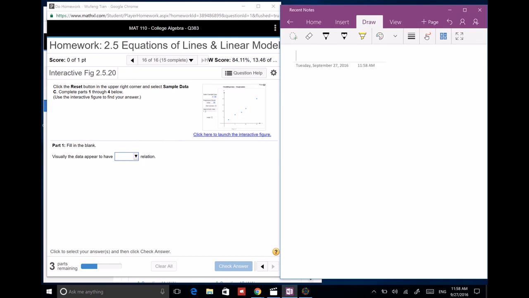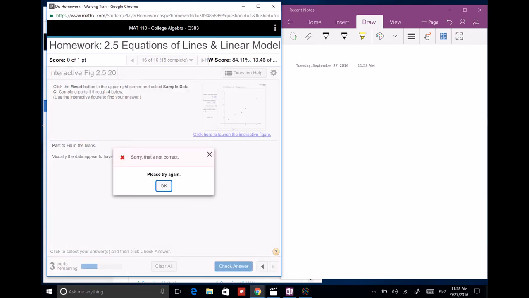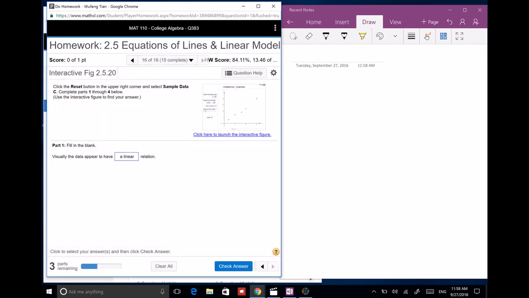Last one. Appear to have a linear equation because they are on the line. Wait. Not a linear. Sample data completely went through. A linear, cube, no relation, no. It's either a linear equation or a quadratic equation.